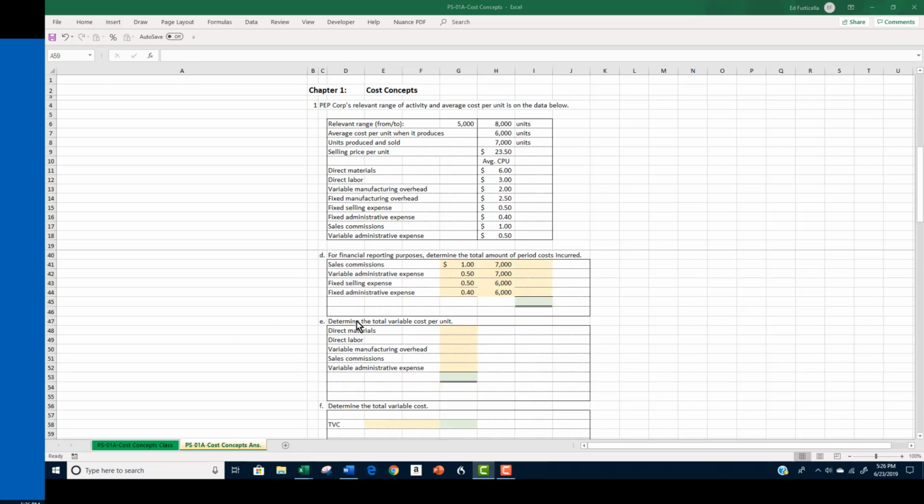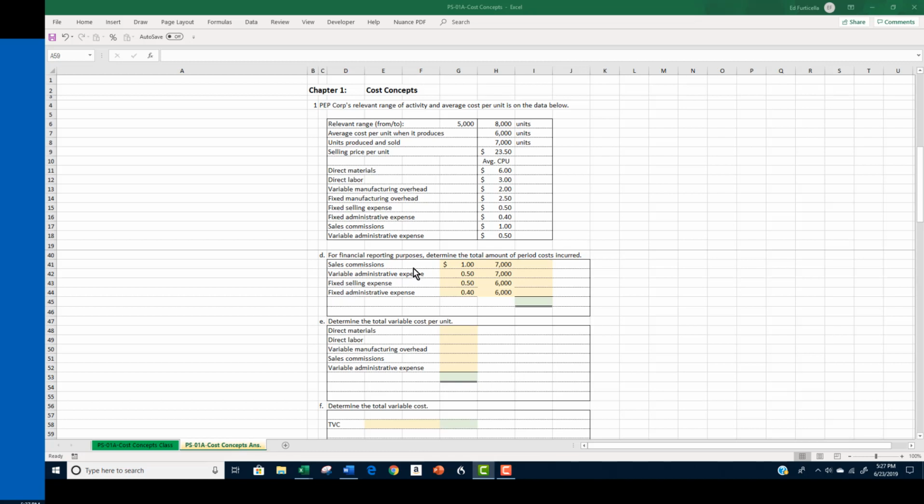Question D asks that we determine total period costs incurred. The concept period cost refers to costs which are necessary to run the business during the specified period. Period costs include all selling and administrative expenses. Period costs are not included as part of the cost of either the purchased or manufactured goods. Instead, period costs are expensed on the income statement in the period in which they are incurred.